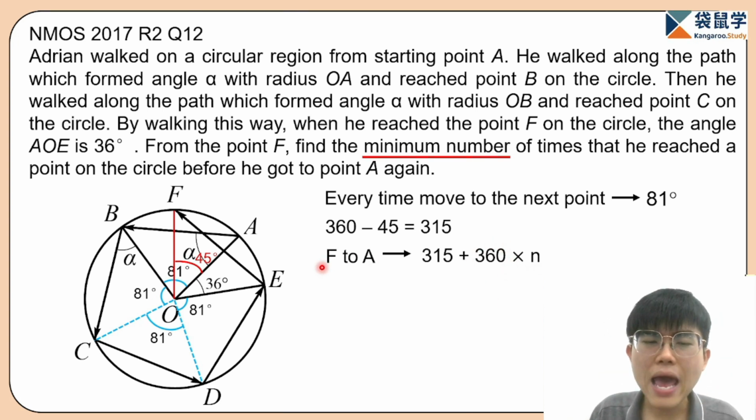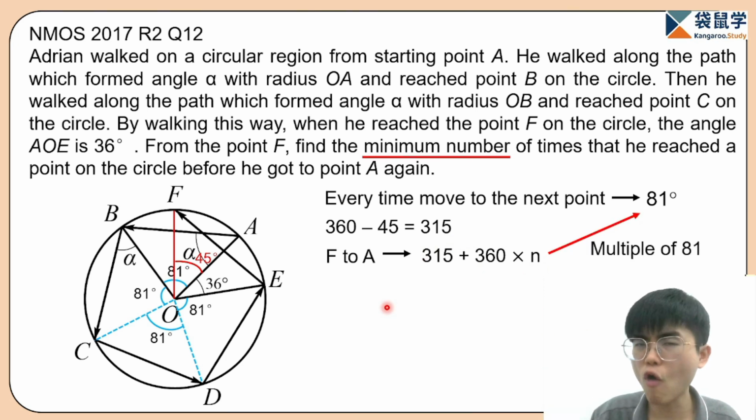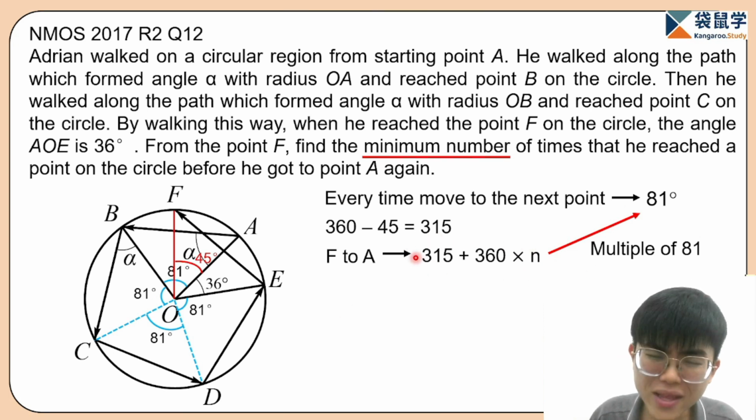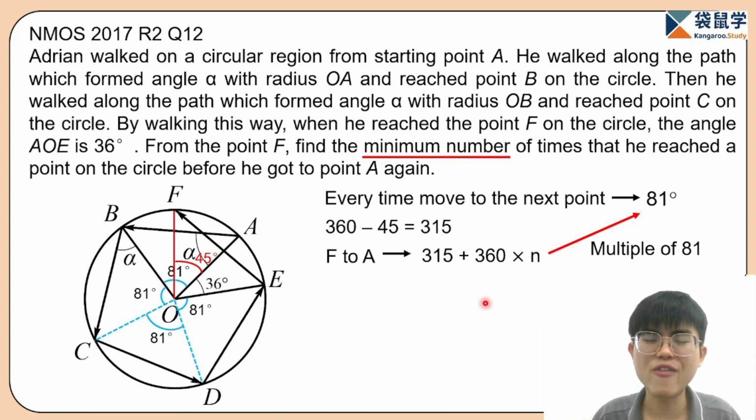So we know that F to A. In total, we say that from one point to the next point, it will be 81, right? So this summation right here, the result over here, it must be a multiple of 81. But everyone, in this case, although we know that this must be a multiple of 81, it is still a little bit difficult for us to find out the number of how many rounds over here. It is still hard for us to find it.